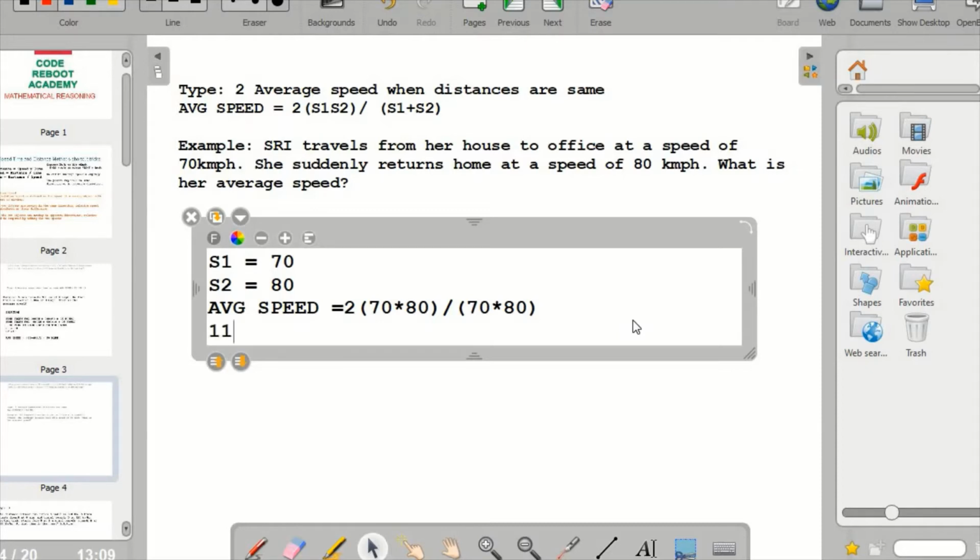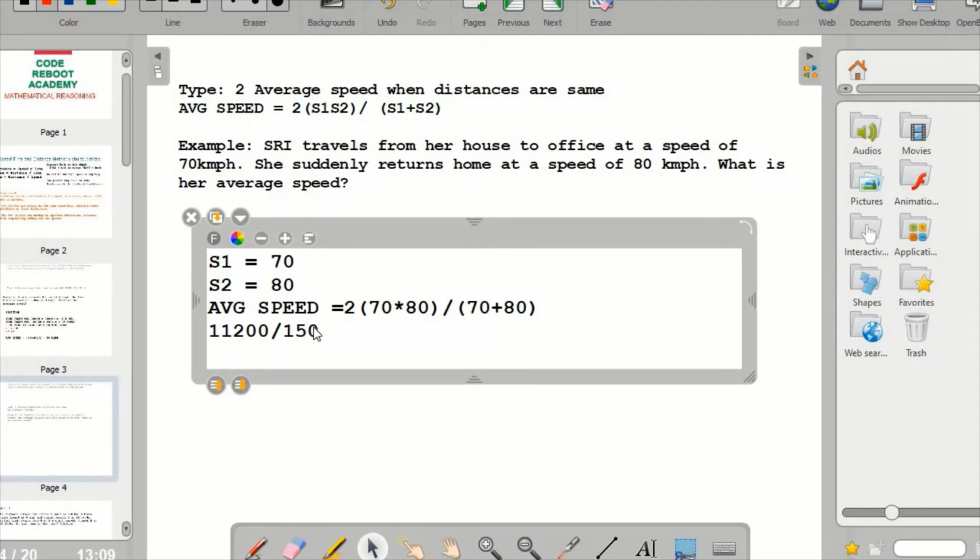So 11,200 divided by, so 70 into 80 into 2, by, sorry, plus not minus, plus by 150. Okay, so we have to divide the values. So our final answer will be 74.67 kilometers per hour.